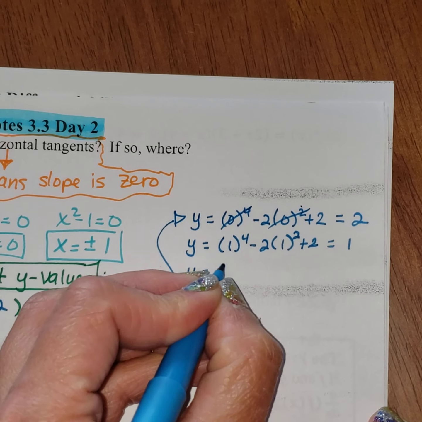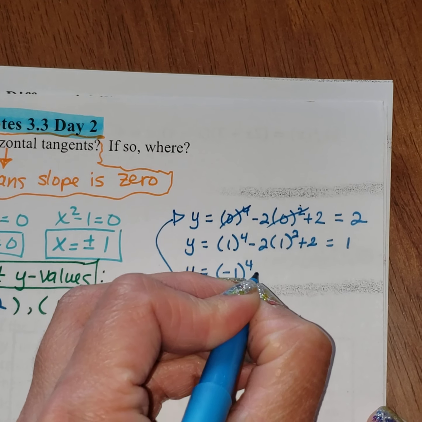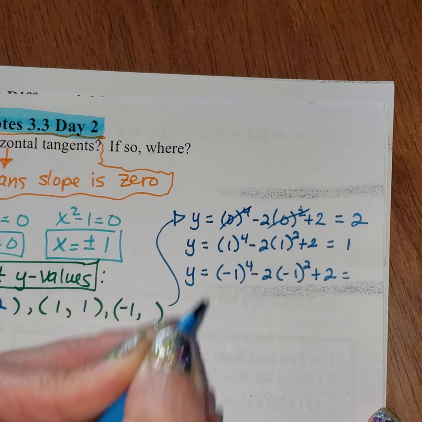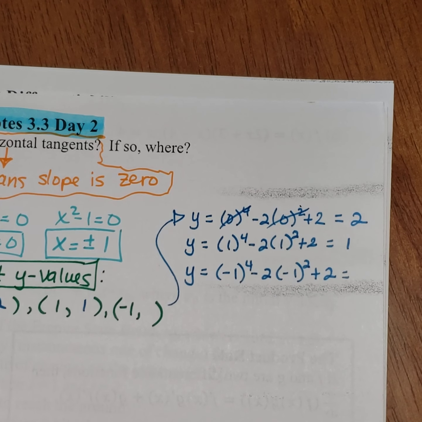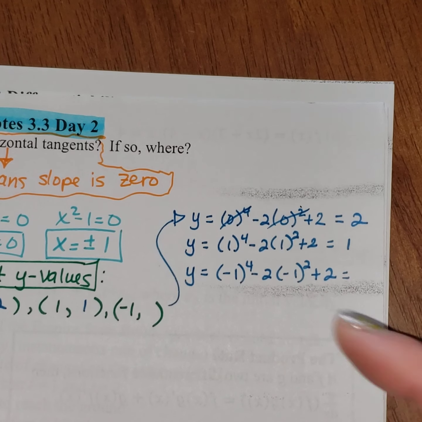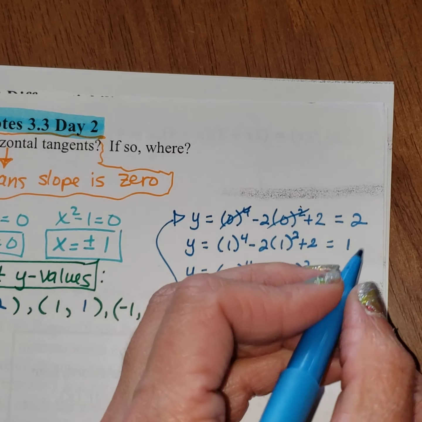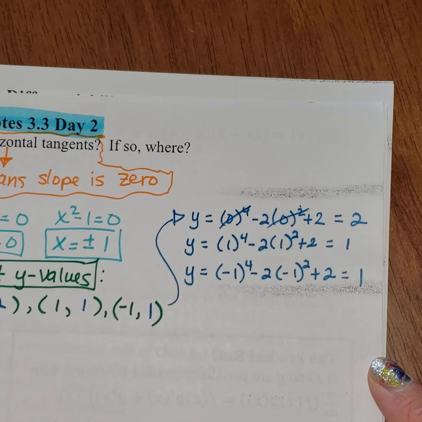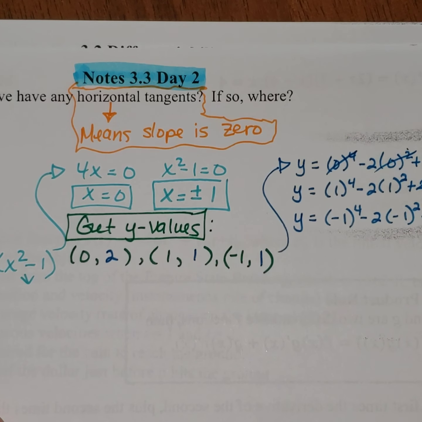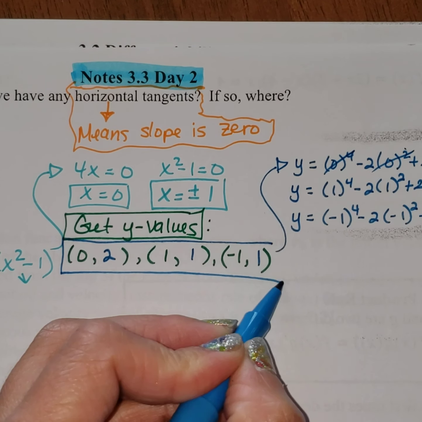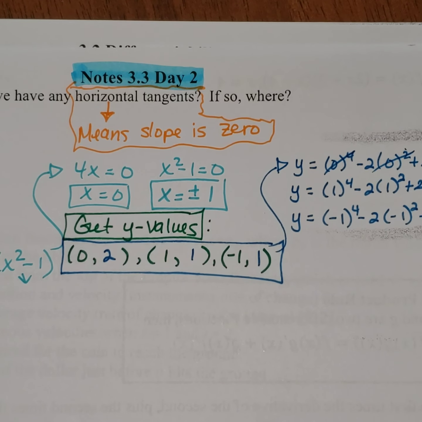Now let's try the negative 1. Negative 1 to the 4th minus 2 times negative 1 squared plus 2. Negative 1 to the 4th is 1. Negative 1 to the 2nd is 1. So 1 minus 2 is negative 1. Negative 1 plus 2 is 1 again. Okay. So we have our 3 points. So I'm going to box those. That is the answer.